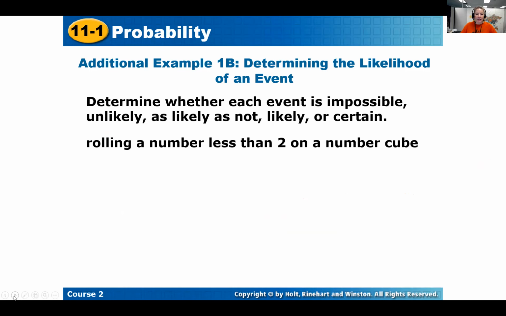All right, what about the next one? Rolling a number less than 2 on a number cube. So how many numbers on a number cube are less than 2? Well, there's only 1. So 1 out of 6, that's a very small percent, isn't it? If I divide 1 by 6, I get 17%. So about 17%. That's quite a bit less than 50%. So we would say that that is unlikely.